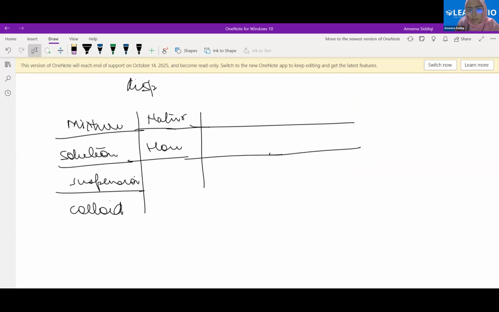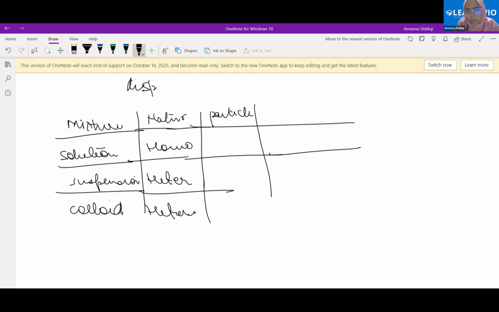Is it homogeneous? Is it heterogeneous? It's also heterogeneous. Fine. The next one, particle size. Less than 1 nanometer. Okay. Greater than 1 nanometer, yes. Sorry, 1000 nanometer, in between 1 to 1000 nanometer.